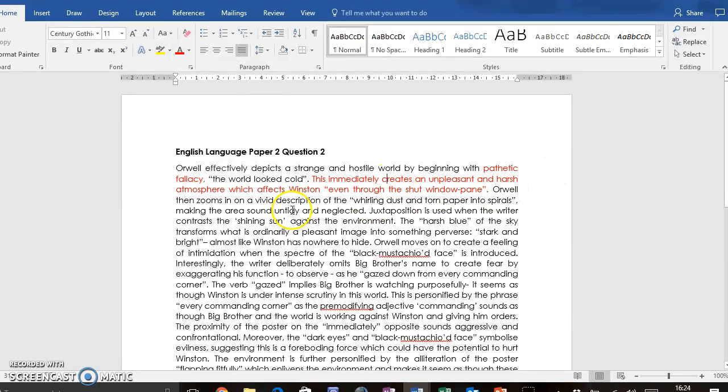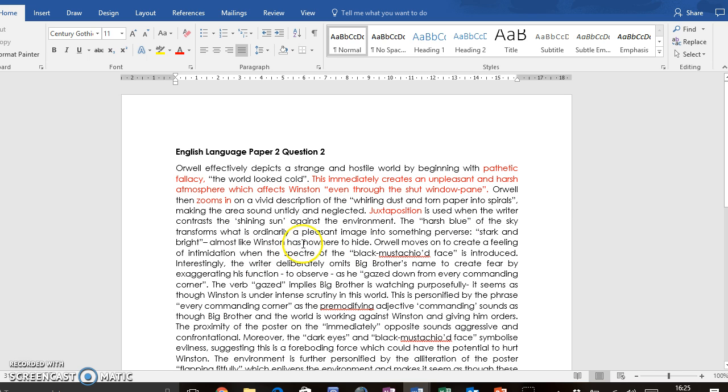Okay, here we're using the structural term of zooming in. Zooming in on the wind and the whirling dust, as explained earlier, and we're explaining the effect on there. Juxtaposition is a structural technique, a fancy word for contrast. Okay, so we've explained here it's used to contrast the shining sun against the environment, because actually a shining sun has positive connotations, but then the harsh blue, as picked up previously, actually transforms this into something quite unusual. So a shining sun against a harsh blue, what we would expect to be quite a pleasant scene, is now being turned on its head.